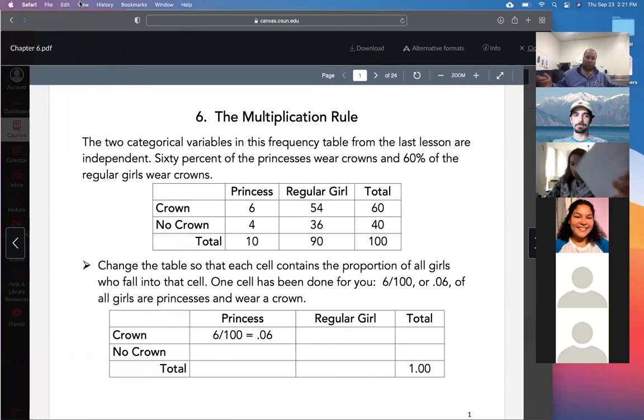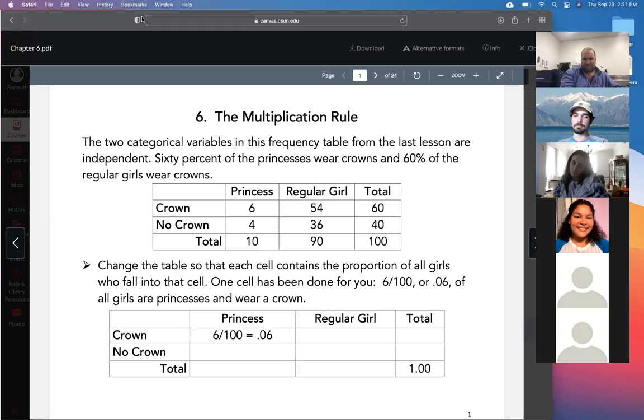So we have the addition rule, and that was about the probabilities for A or B, doing A plus B minus the overlap. And that, by the way, is chapter 4, which is the content of today's quiz. And now we have the multiplication rule. So let's see what it talks about. We start with the example that we had in the last chapter of the princesses and the regular girls.